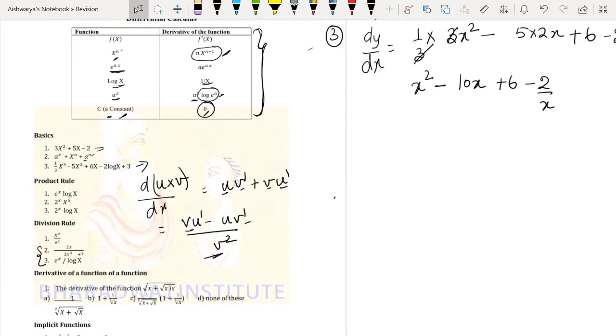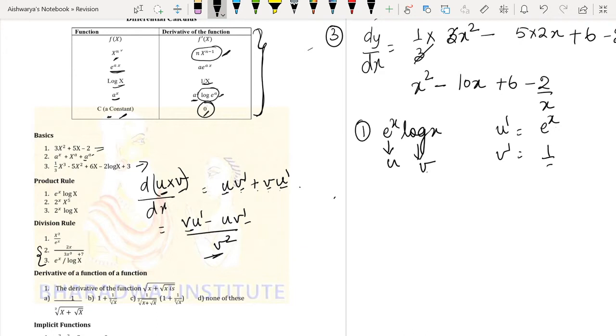Now coming to product rule. In product rule I told you it will be product of two functions u into v. Derivative of u into v will be nothing but u v dash plus v u dash. So u into the differentiation of v, plus v into differentiation of u. Okay, so let's start with the first one in the product rule, e power x log x. Call one of them as u, call one of them as v. So here you write what is u dash, here you write what is v dash. Differentiation of u will be e power x itself, of v will be 1 upon x.